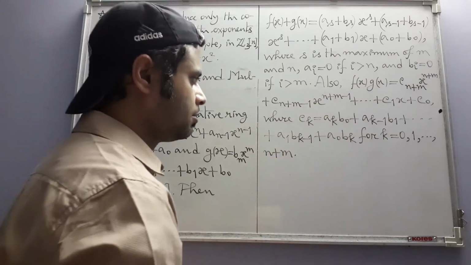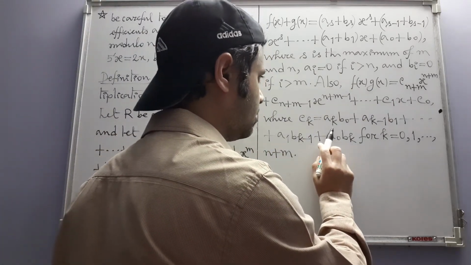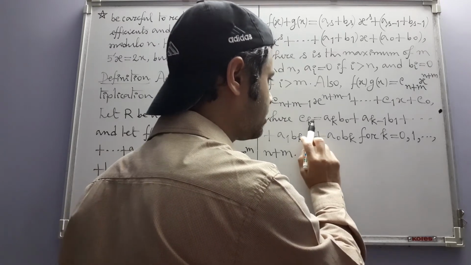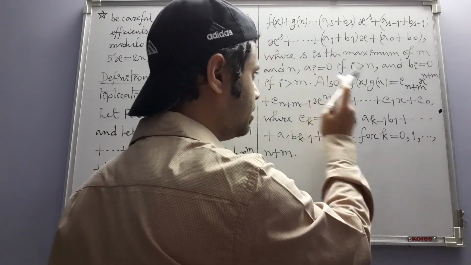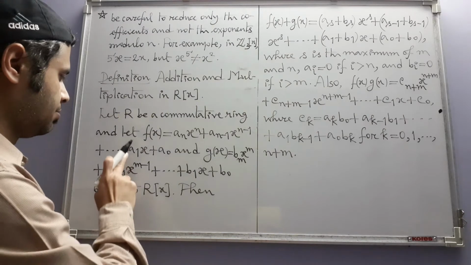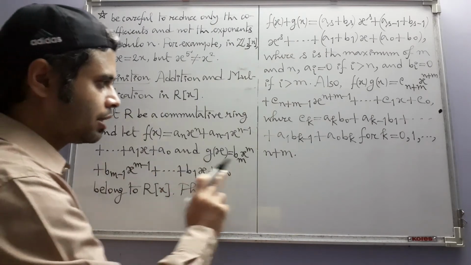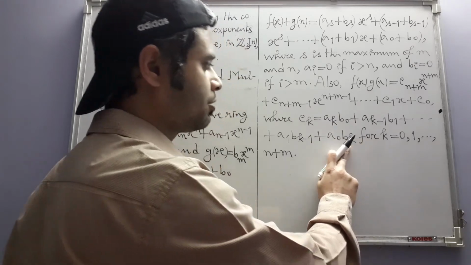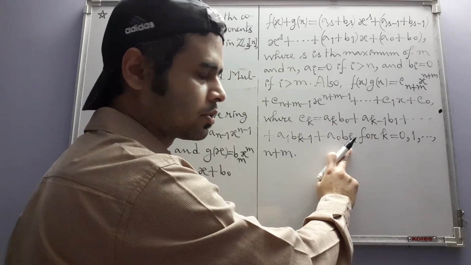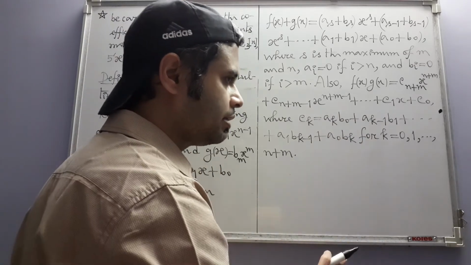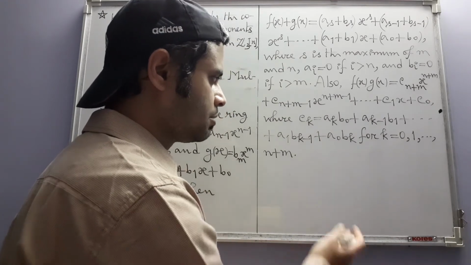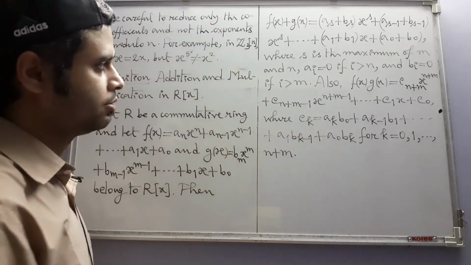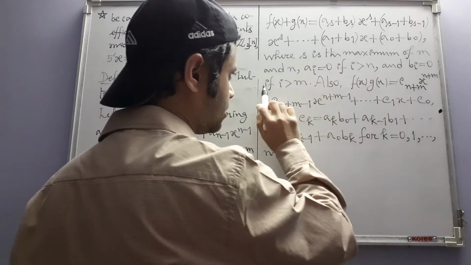Because for example, for some particular k, ak may actually be there in the first polynomial, whereas bk may not be there. If bk is not there, that means bk can be taken as 0. That's what this provision is.